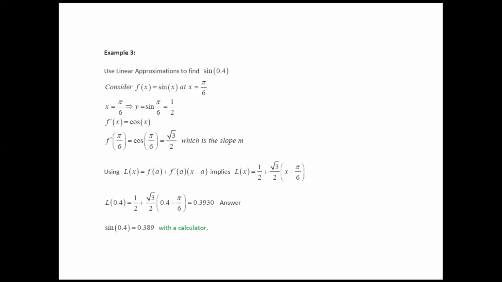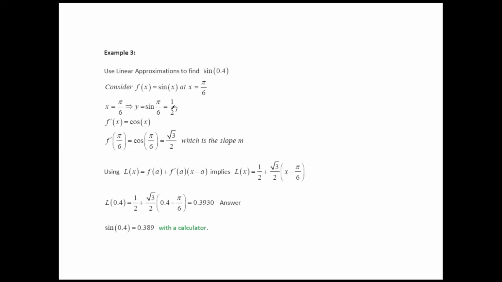Well, we obviously know our model function is going to be the sine of x. Now, what's a point close to 0.4 that we know the sine of? Well, pi over 6. Pi, remember, is about 3.14, or let's say 3 divided by 6 is a half, 0.5. So we're going to use pi over 6 as our known. So we have x is pi over 6. So the sine of pi over 6 is 1/2. So there's my y coordinate.